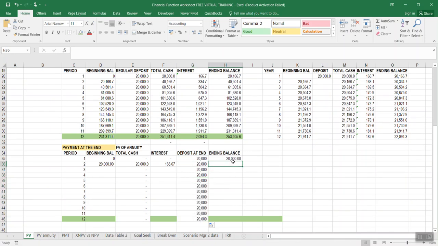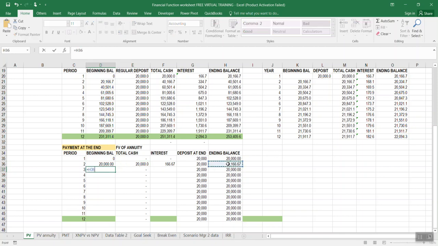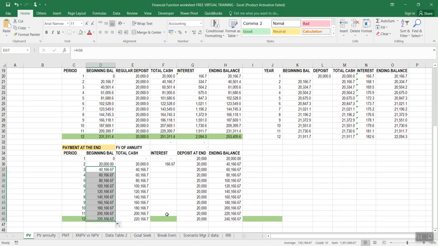I wrote that down. So my ending balance here will be all this. My ending balance will be the 20,000 that I deposited, the interest that I earn from this, plus the cash; my total cash here will be my ending balance. So my beginning balance here will be my ending balance here, so I can roll this down to the 12th month. My interest, I can as well roll this down to the 12th month.